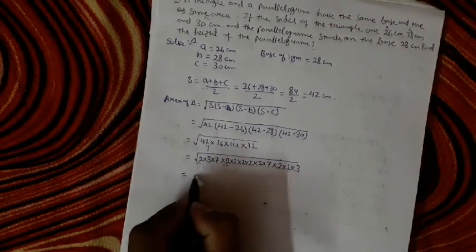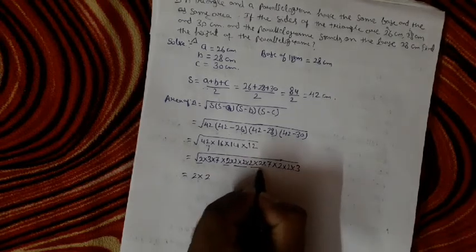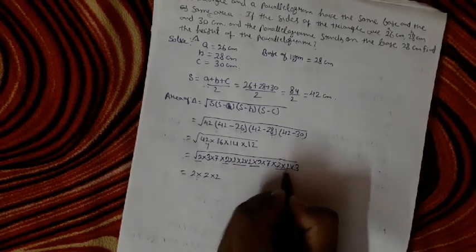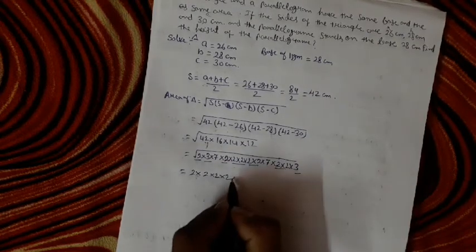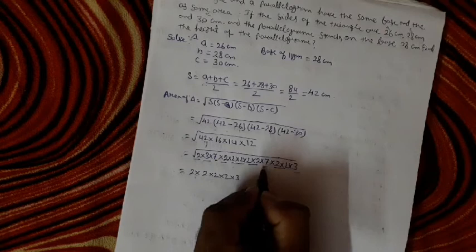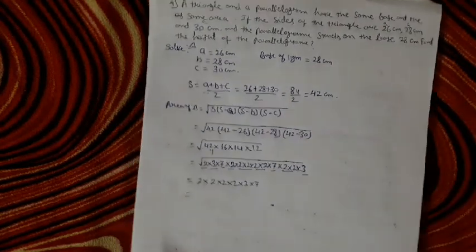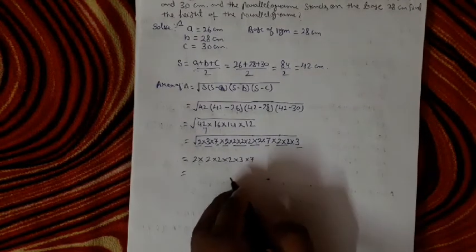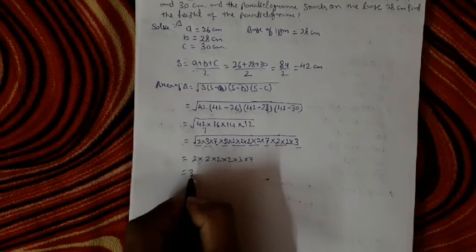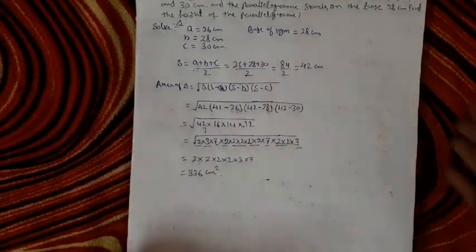First, 2 is in a pair, so we'll take it out as common. One more pair of 2 we have, so we'll take it out as common. One more pair, so it will be common. 3 is in a pair, so it will also be common. 7 is also in a pair, so it will also be common. So we have taken everything out as common. Now when we multiply these things, we get 336 centimeter square. This would be the area of the triangle.